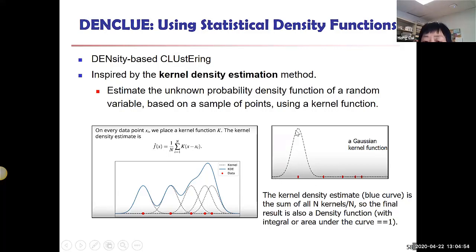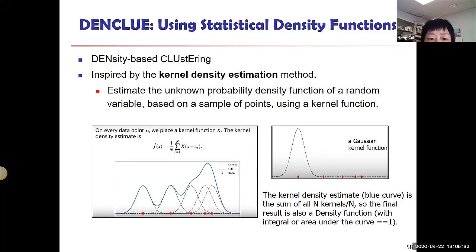Here I illustrated a Gaussian kernel function. You can see it's not symmetric because I ran out of space. It should be symmetric, right? This one goes all the way to negative infinity, and this one goes to positive infinity. The Gaussian kernel is a very popular and often used kernel. There are other kernels, but for our DenClue method, we use Gaussian.